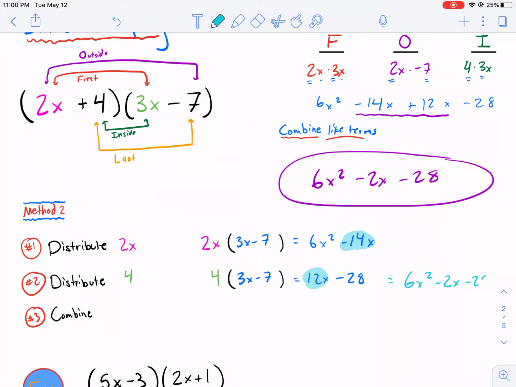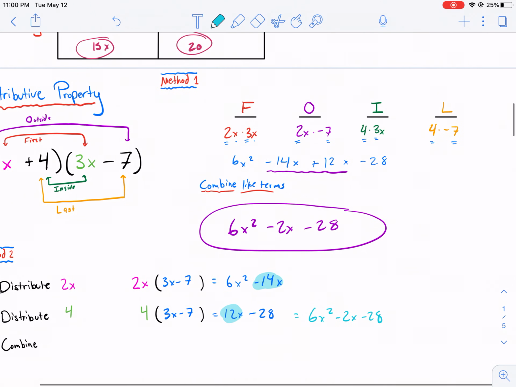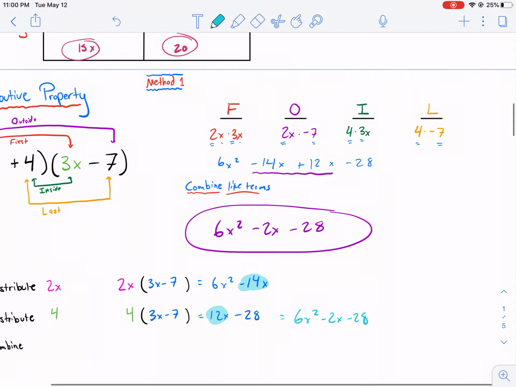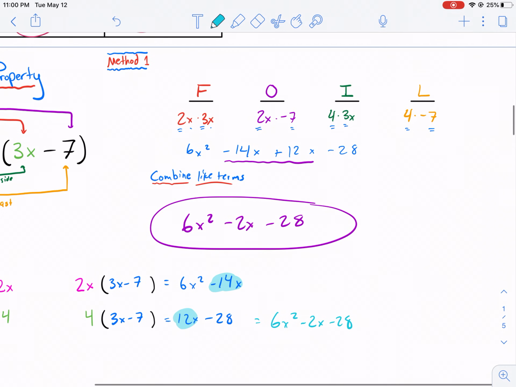Now, I did this one a little bit more quickly just because you saw how I did it above. But essentially, you can pick whatever way you like as long as you hit each one of these combinations: the first terms, the outside, the inside, and the last terms. It doesn't even have to be in that order. You don't have to multiply the first terms first, then the outside, the inside, and the last. FOIL just had a really good advertising campaign, so everyone started calling it FOIL.